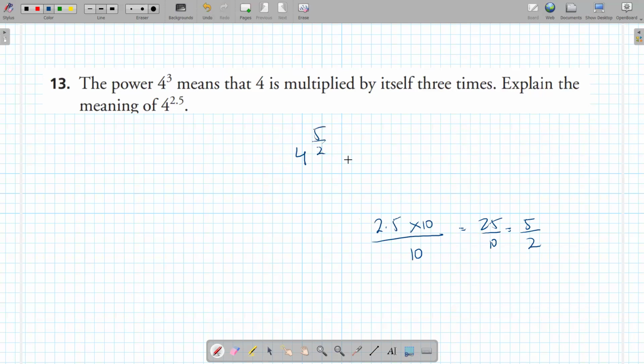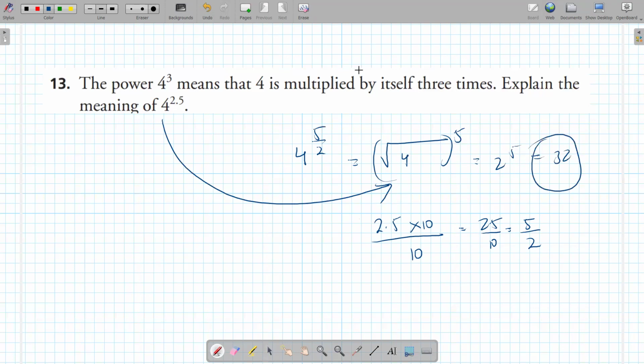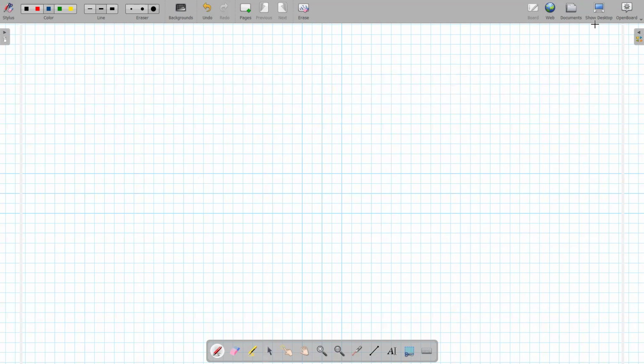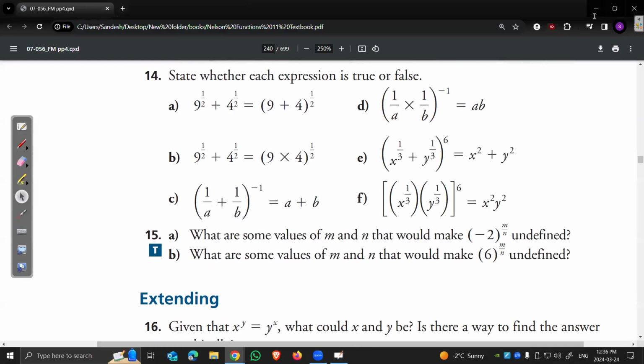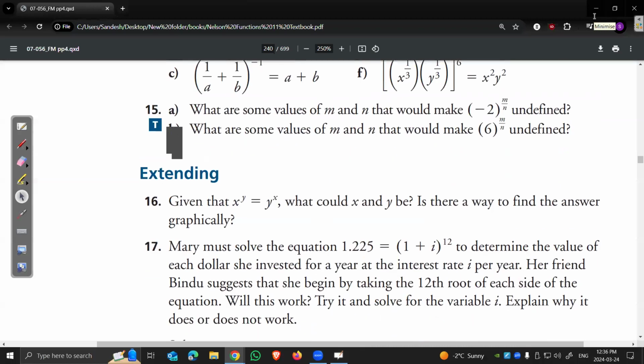So how would you write this as a radical? It's the square root of 4 to the power of 5. So the meaning of this is you take the square root of 4 first, and then you multiply it by itself 5 times. The answer to this will be 2 to the power of 5, which is 32. The answer is thinking of it in terms of a radical.